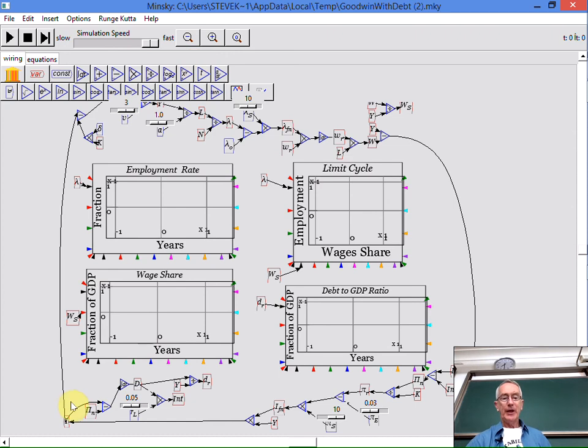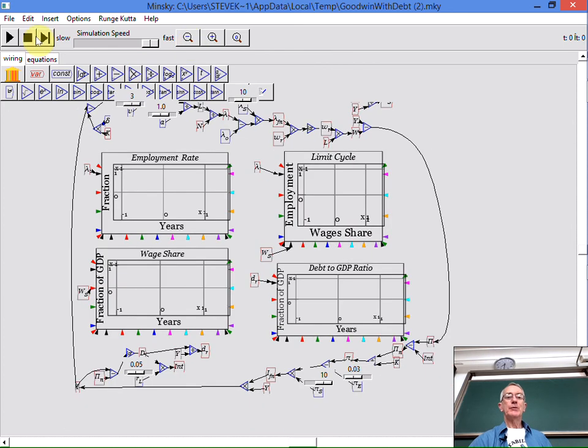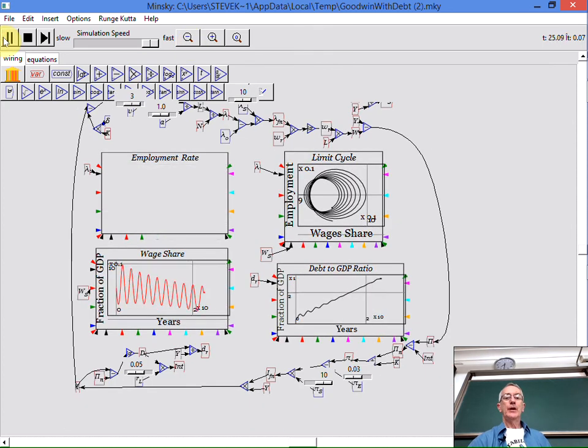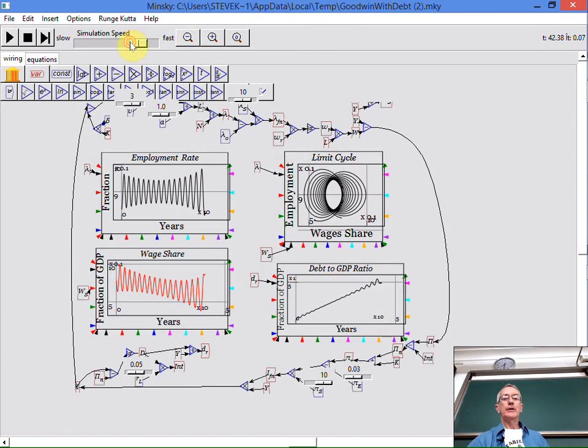But now what I have here is investment, and then I have investment minus profits is the rate of change of debt. And you multiply that debt by the interest rate, and you get interest payments, and then subtract interest payments over here from net profit. So a simple way of including that dynamics in Minsky. Let's make it a bit smaller and run the model. And I'll slow it down a bit.